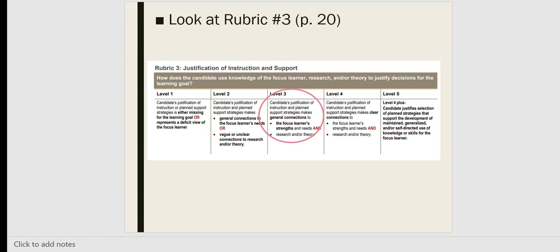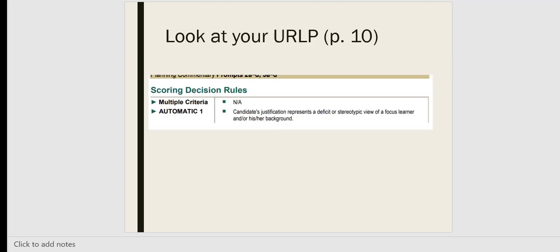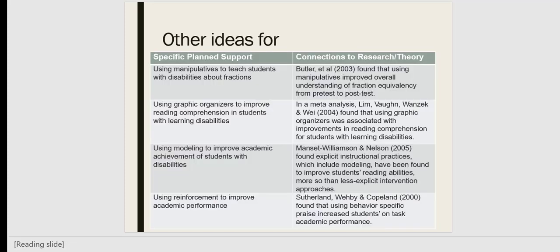Look at Rubric 3. Aim for a score of 3. Candidates' justification of instruction and planned support strategies makes general connections to the focused learner's strengths and needs and research or theory. Look at your understanding rubric level progressions. An automatic 1 means that the candidate's justification represents a deficit or stereotypic view of a focused learner and his or her background.